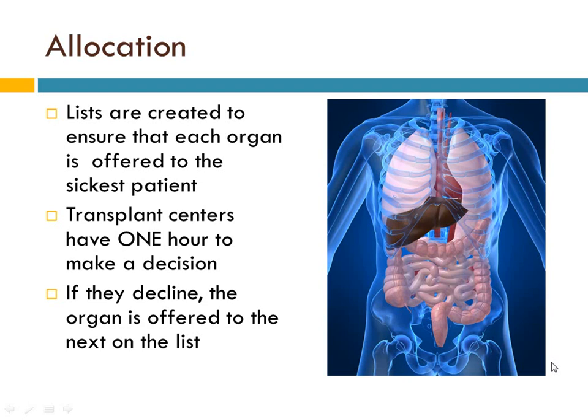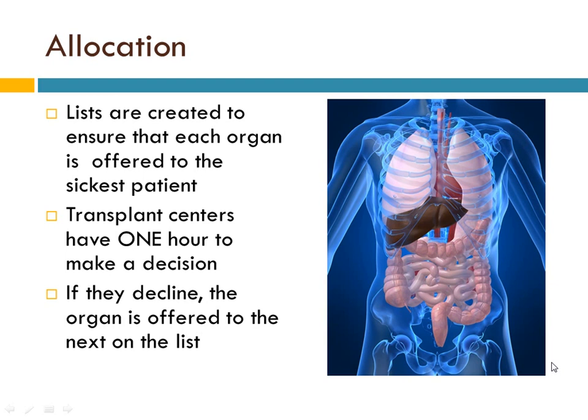It's categorized by who's the sickest, who's been on the list the longest, and who's likely to have the best outcomes. And it just goes in a row, 1, 2, 3, 4, 5. Depending on what organ it is, this might be 300 people long. It might be 9,000 people long. It just depends. Transplant centers, the first person on the list, it's federally regulated.